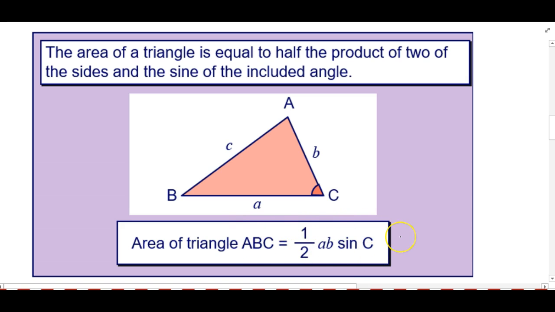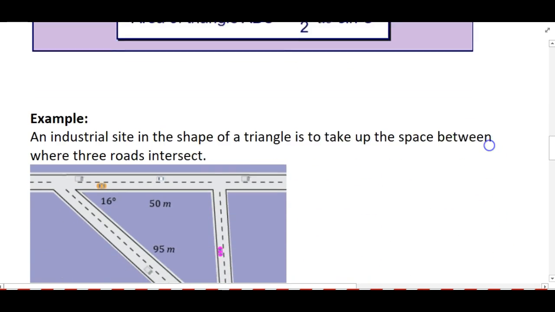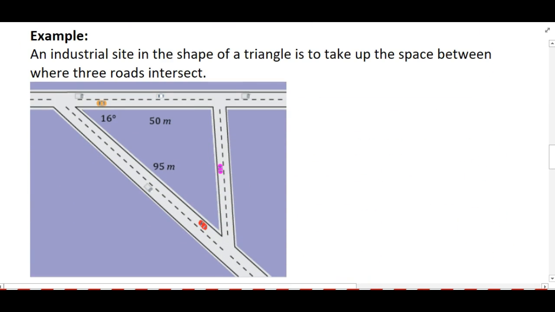So you need to have this equation written in your formula reference, of course, to use. So half times A times B times sine C. For any triangle, it will find you an area. So let's apply it to this one then.